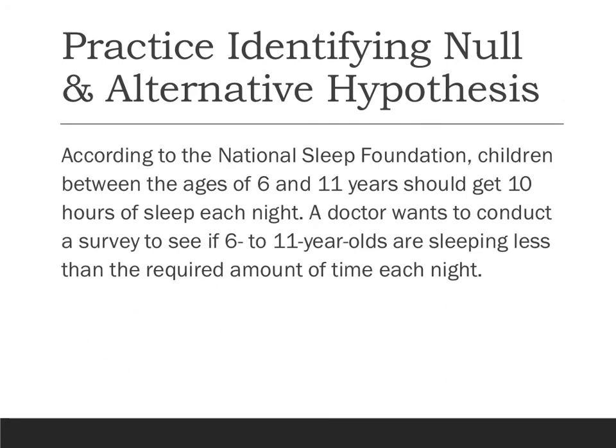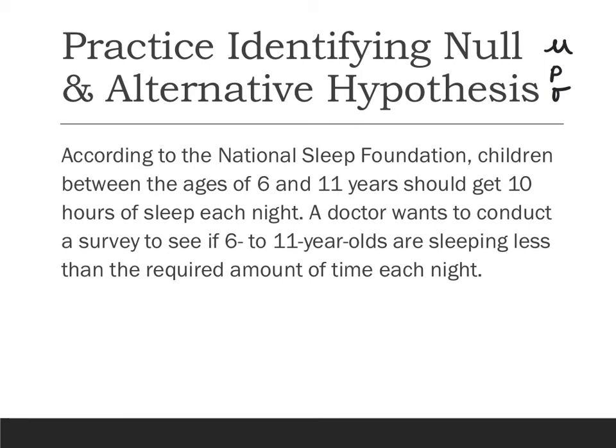Let's take a look at another one. Here we've got, according to the National Sleep Foundation, children between the ages of 6 and 11 years should get 10 hours of sleep each night. A doctor wants to conduct a survey to see if 6 to 11-year-olds are sleeping less than the required amount of time each night. So again, our first question is, what parameter are we dealing with? So is this a mean, a proportion, or a standard deviation?